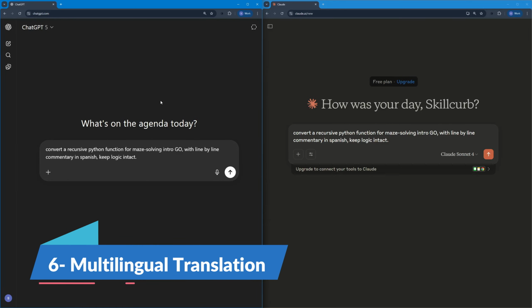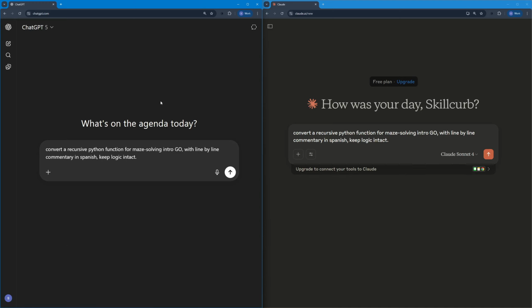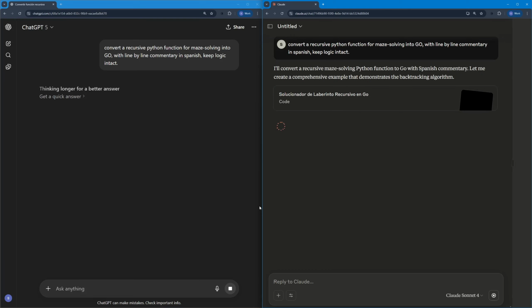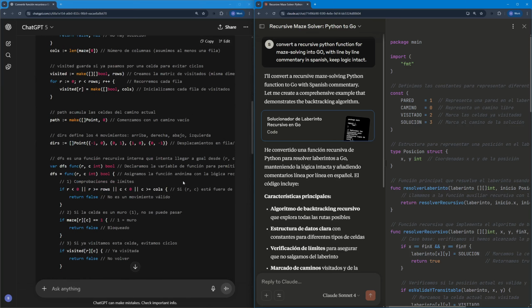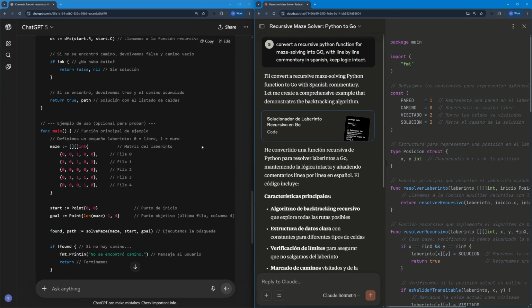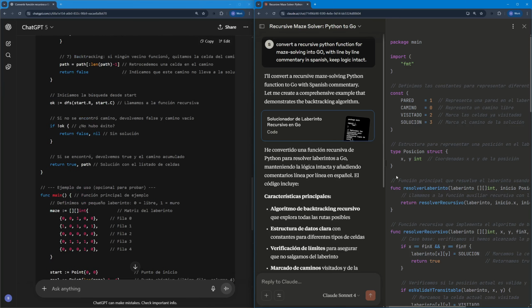Now in this test, we're going to be checking out how capable these models are when it comes to complex code translation. We're going to translate a recursive Python function for maze solving into Go, completely changing its language, and then we're also going to ask it to do commentary in Spanish. It's going to have to do multilingual translating at the same time, and it also has to keep the logic intact. Both of these models are thinking, and Claude has already started generating the code here, and GPT-5 did an absolutely fantastic job with the code right here, and Sonnet 4 did the same. I think this is going to be another tie.